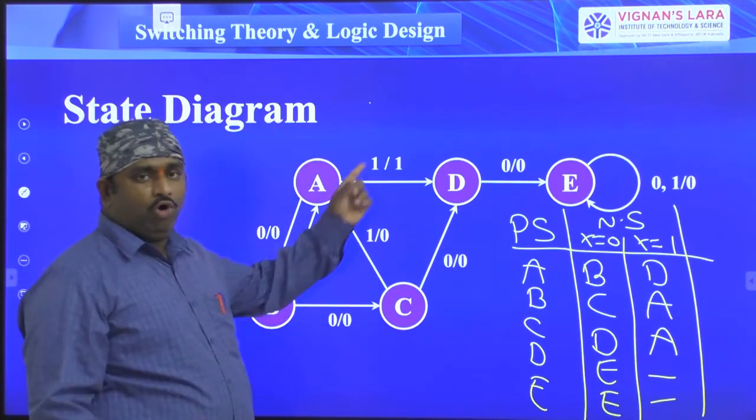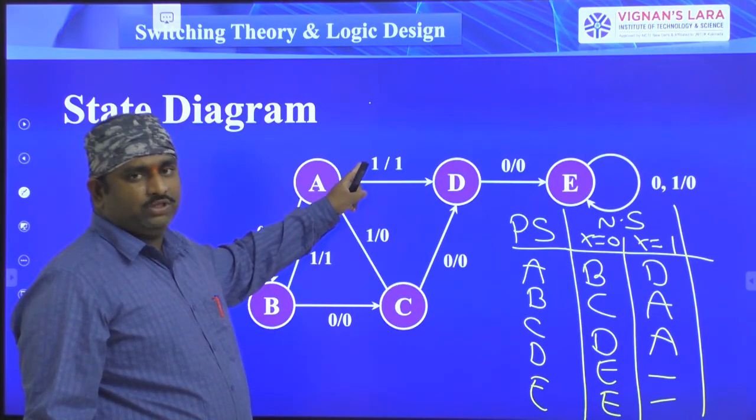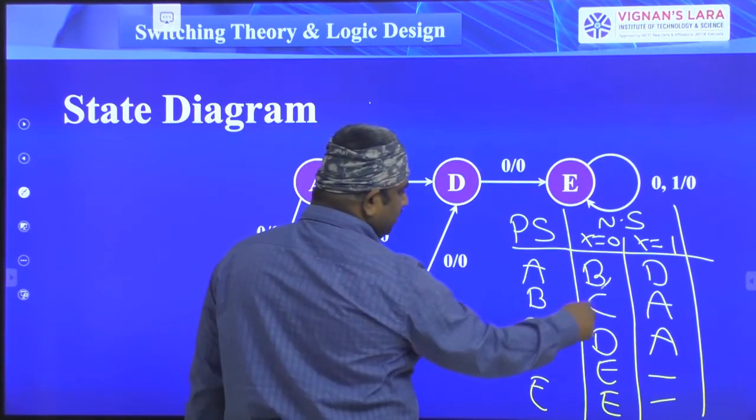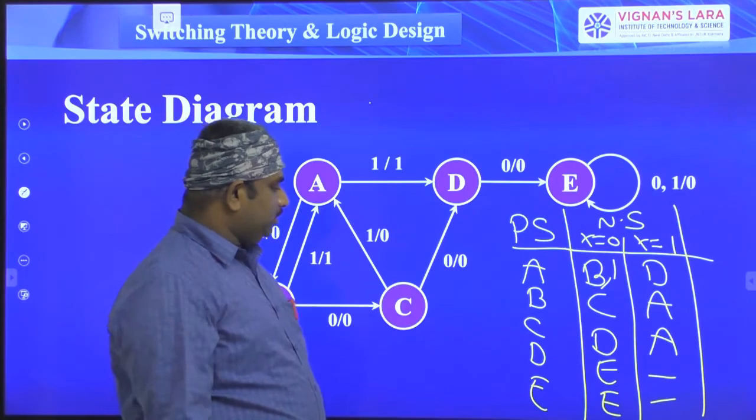And see here, output is also there. Present state A, next state is D, and output is equal to 1. So for next state B, you have to write B comma 1.